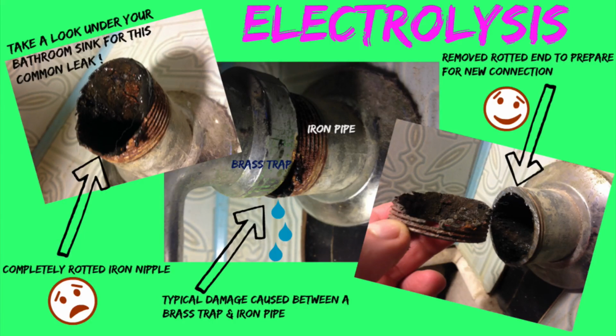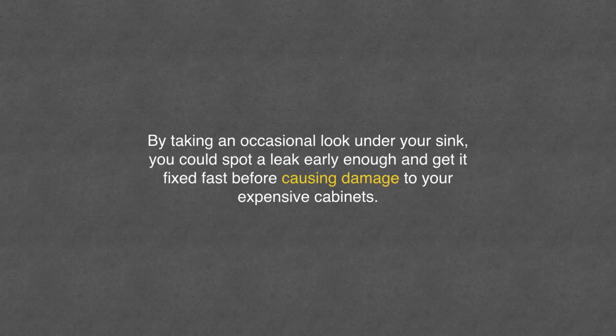This is another thing that I keep my eye on when I'm doing these inspections. I'm poking around under the kitchen sinks, the bathroom sinks, and it happens on laundry sinks too, folks. So there you go. Electrolysis, keep an eye out for it. Keep your cabinet neat and don't keep too much stuff under there so you'll be able to see the damage when it occurs. By taking an occasional look under your sink, you could spot a leak early enough and get it fixed fast before causing damage to your expensive cabinets.